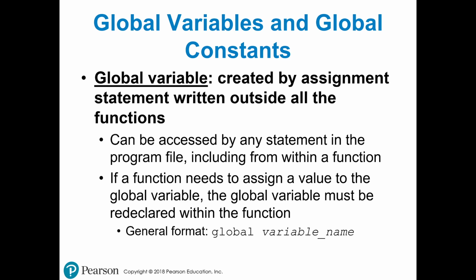So a global variable is a variable that's created by an assignment statement written outside of all the functions. For example, in most of our code right now, we haven't implemented a main function. We've just been writing our code just outside of any function block. So basically, all of our variables to this point have been global variables, which is fine for what we've been doing.